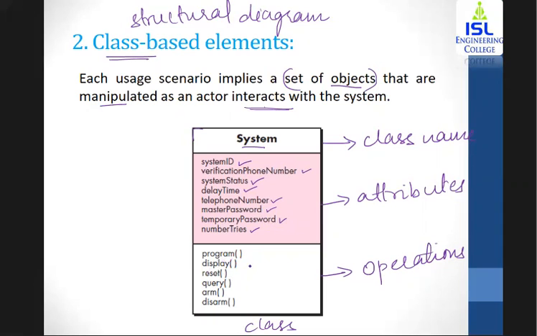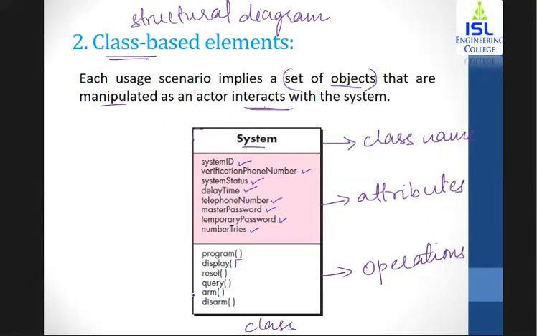Then you've got the operations, that are the different tasks that are going to be performed. Now within these operations, every time you list an operation, you're going to give these brackets. That is, the system is used to program, it is used to display, reset, operation, query, arm, disarm. Now this is the entire system, with the different attributes and operations that are performed by this particular system.